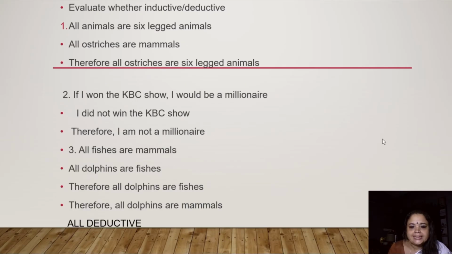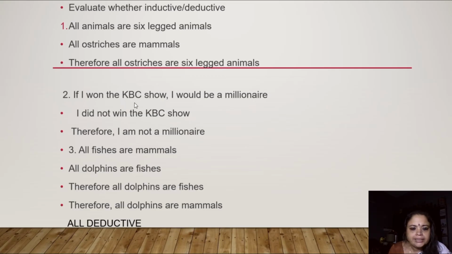Next, we can see another example of whether these statements given are inductive or deductive. We have to evaluate. First one: all animals are six-legged animals, all ostriches are animals, therefore, all ostriches are six-legged animals. So you can see that the conclusion is already contained in the premises. Therefore, it is a deductive argument.